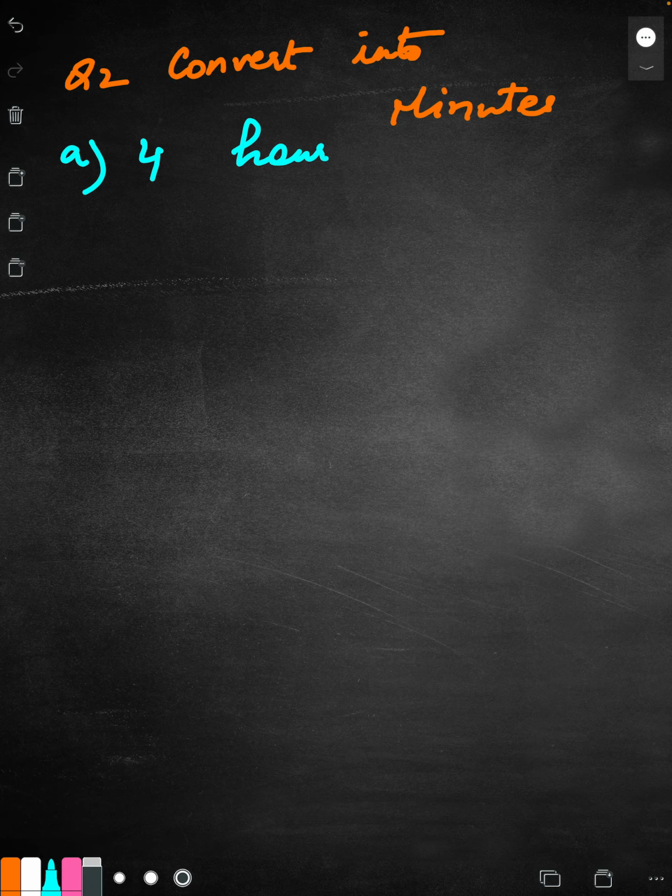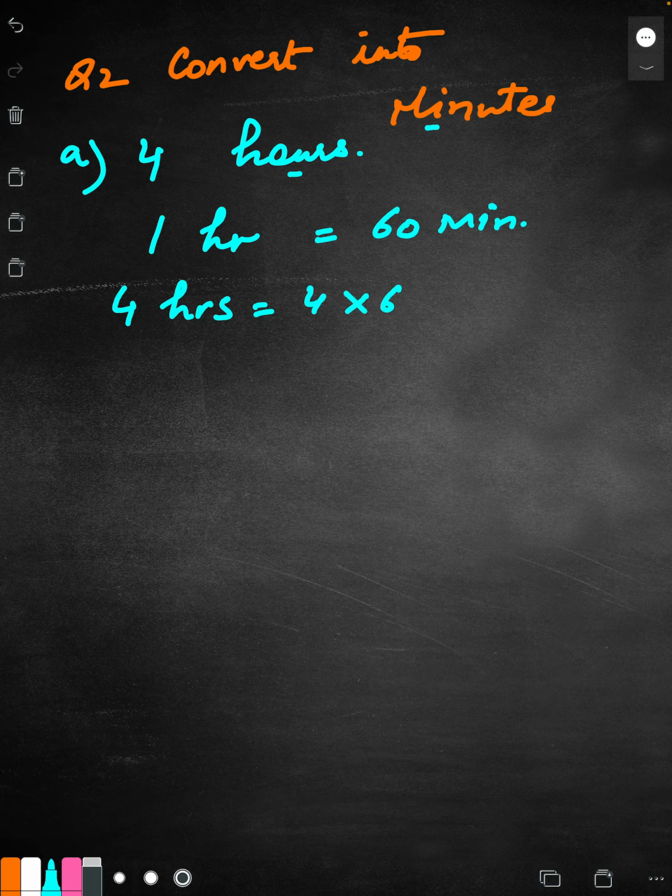Now let us move on, children, to question number 2. It is convert into minutes. Right? The first question here is a simple one. 4 hours. Now, hours and minutes. The relationship you should learn, 1 hour is 60 minutes. And hours is bigger, minutes is smaller. So again, 4 hours will be 4 multiplied by 60, that is 240 minutes.